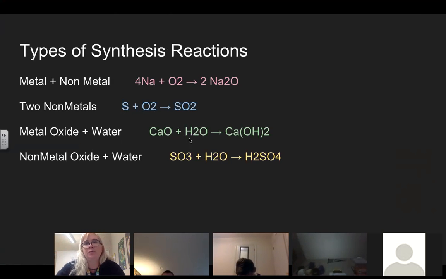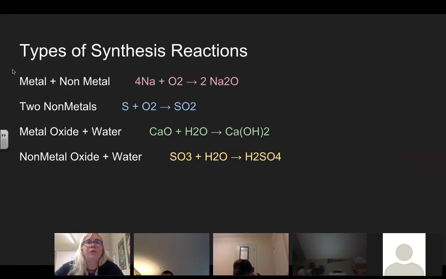All of these types of reactions for synthesis reactions, there's no chance here that they won't happen. Now, there are reactions that don't happen. But in this case, there's no activity series or anything that you have to use to tell you if the reaction will happen. You can assume that they will happen if they are given to you.